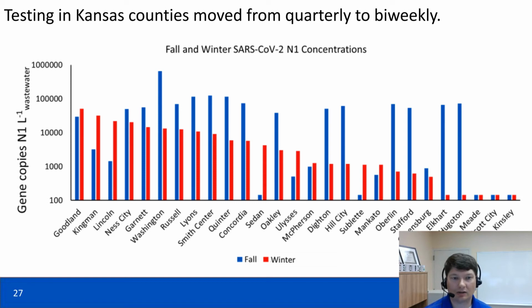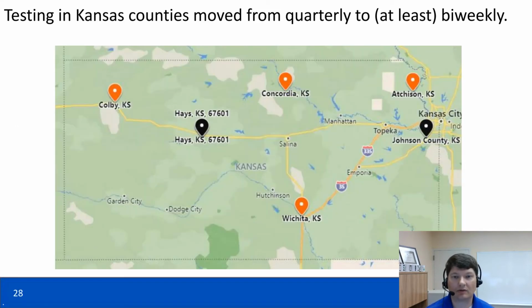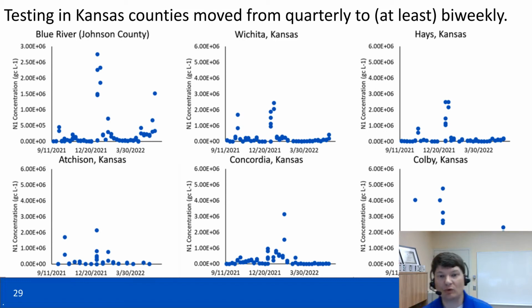To show you what that data looks like, I'll highlight 6 communities that we're evaluating: a wastewater facility in Johnson County, Hutchinson, Concordia, Hays, Colby, and Wichita, Kansas. These are all municipalities in Kansas. When we moved to high-frequency testing, you can start to see trends in the N1 SARS-CoV-2 concentration in these samples. You need that higher resolution, weekly or biweekly sampling, to catch the spikes in N1 concentration that you observe in all of these communities. If we were still testing quarterly, we'd miss that.